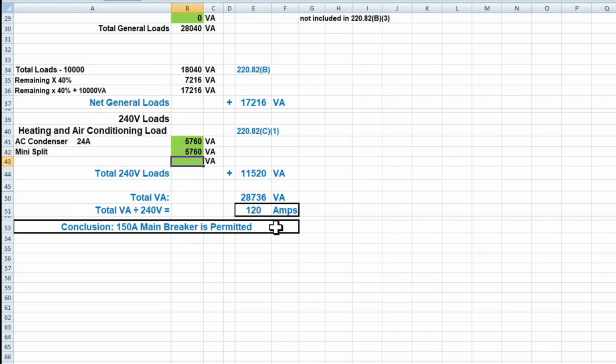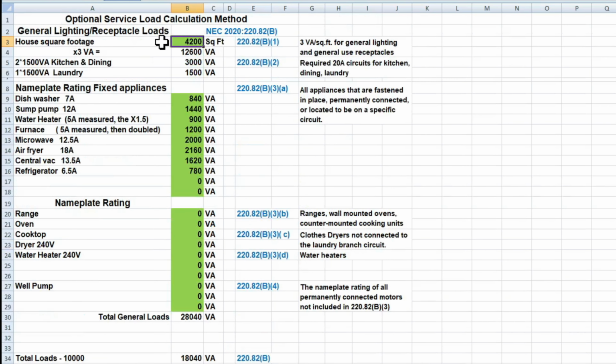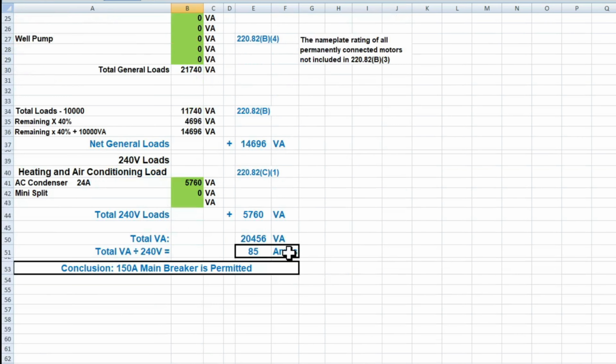So my conclusion is that 150 amps is fine for this, because unless I finish more living space, which is possible, or add a mini split, I'm going to be at 85 amps. So this is well under the maximum for 150 amp service.